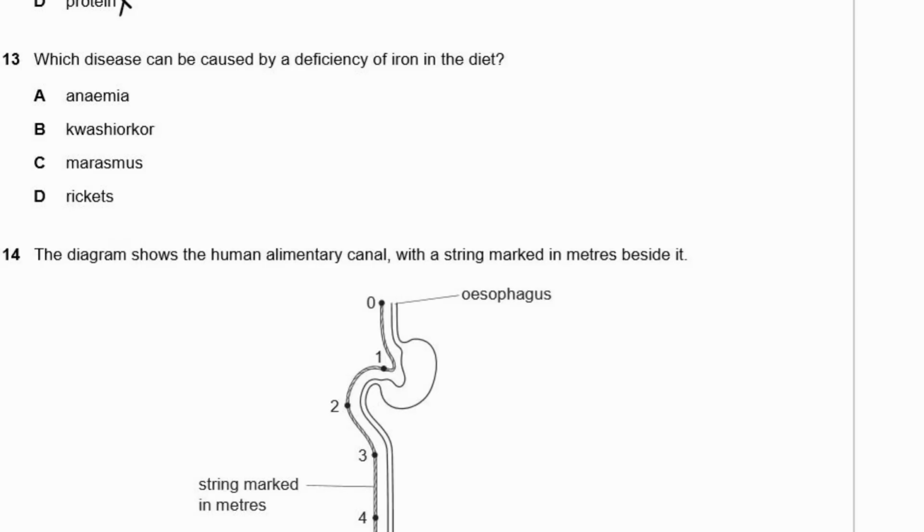Question 13. Which disease can be caused by a deficiency of iron in the diet? Okay, anemia. Anemia is the deficiency of iron in the diet. So kwashiorkor and marasmus, those are to do with malnutrition, not getting enough protein or energy. And rickets, that's to do with not getting enough vitamin D. All right, so the answer is A, anemia, not getting enough iron.